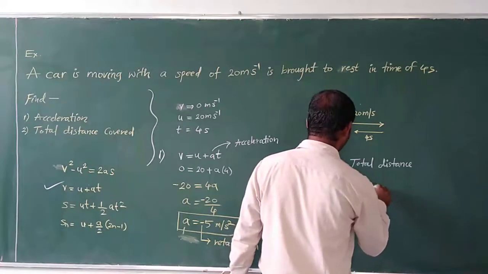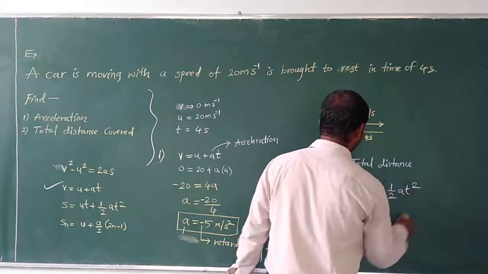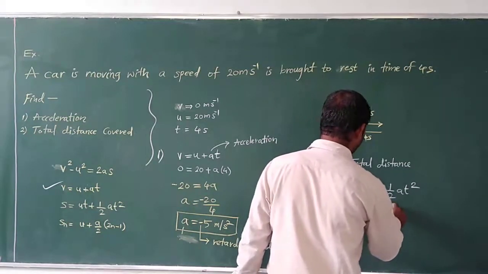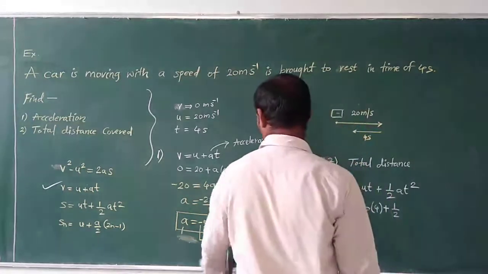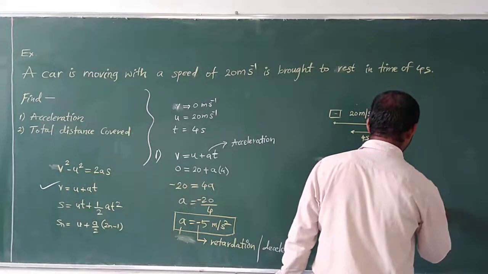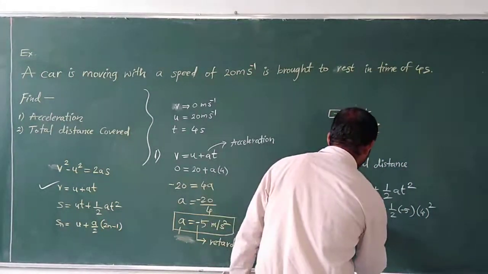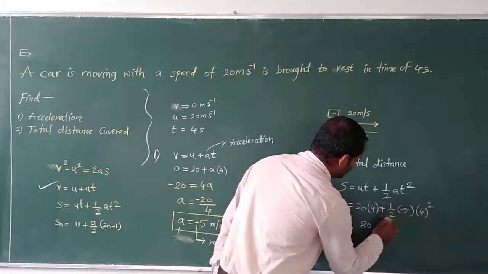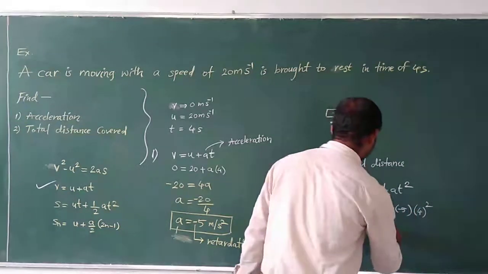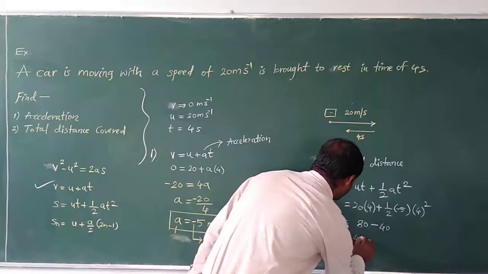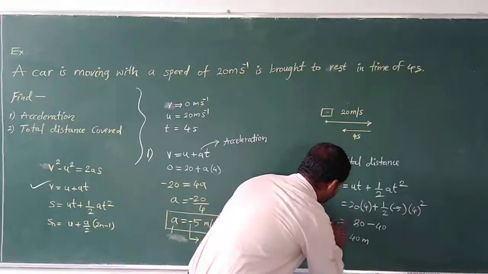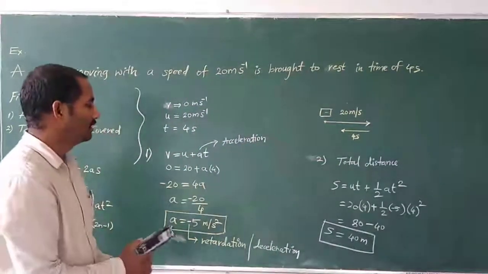So s is equal to ut plus half at square. We know u, which is 20, into 4, that is t, plus half, a is -5 as we already found, and t is 4, squared. So this is 80 plus and minus, so it will become 16 into 5, 80/2, 40. So the total distance we got is 40, unit is meter.